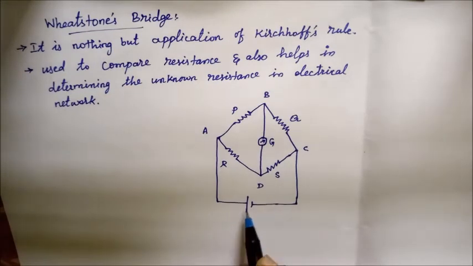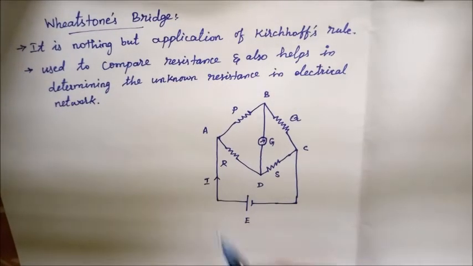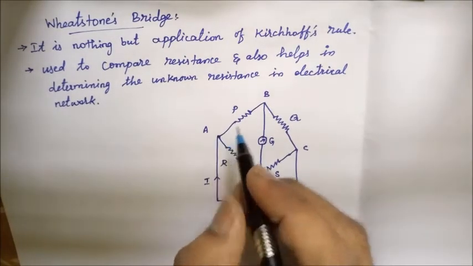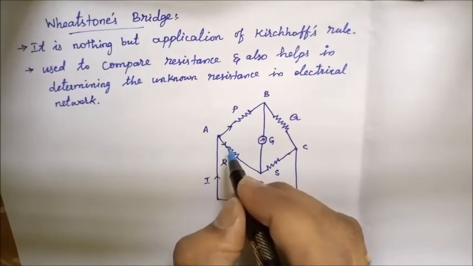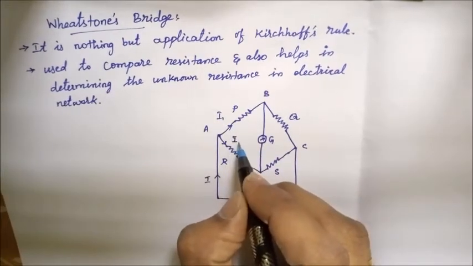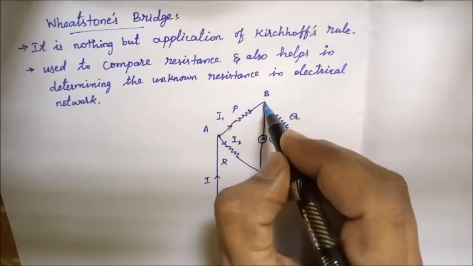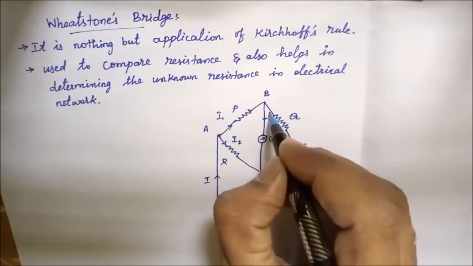Now from this battery we derive a current of I. When the current meets at the junction A, that I amount of current is divided into two portions. One is I1 and another one is I2. And this I1, once again when it reaches B, is split into two.